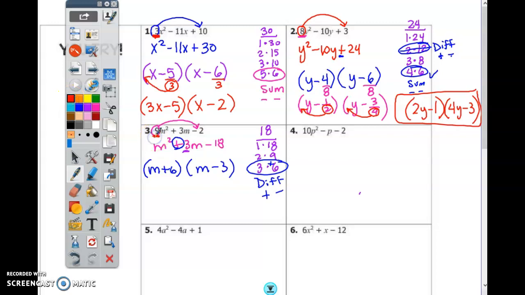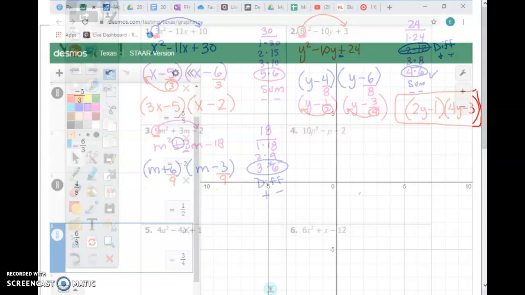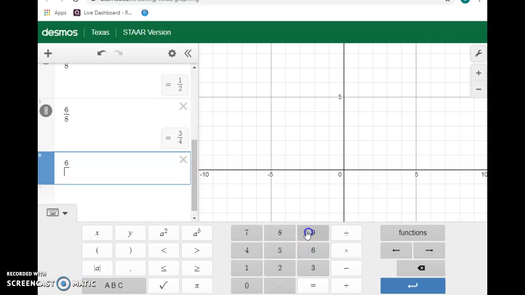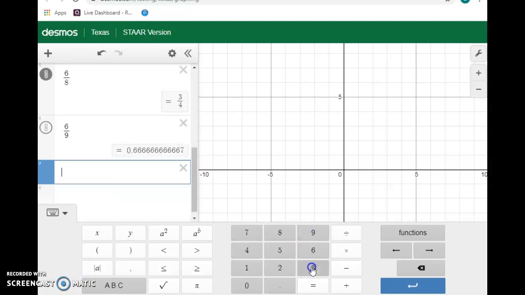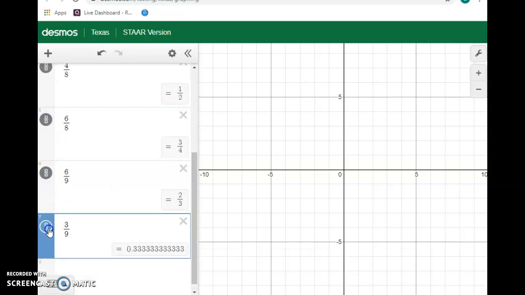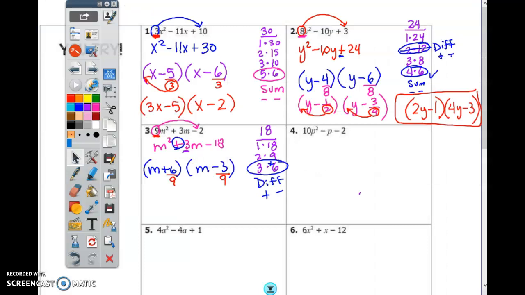Divide both sides by 9. So when I reduce these two, 6 divided by 9 and 3 divided by 9, what do you get? 6 divided by 9 and 3 divided by 9. So I'm going to hit the fraction button on both of those. So it's 2 over 3 and 1 over 3. That's what you're going to type. That's what you're going to write down.